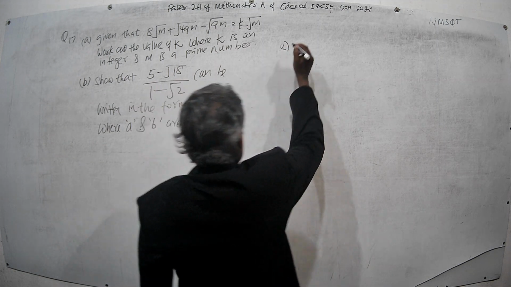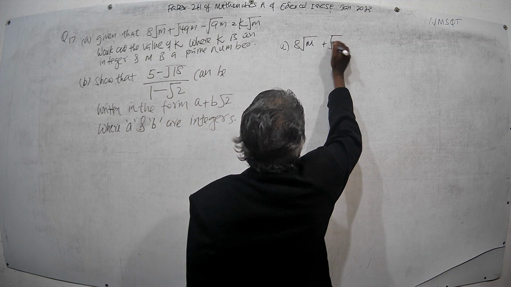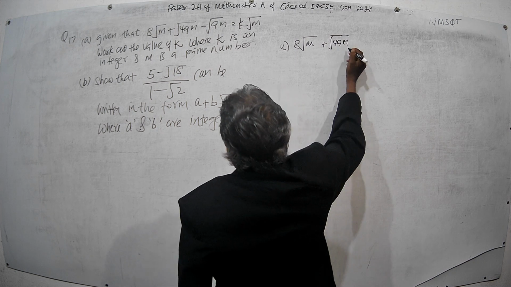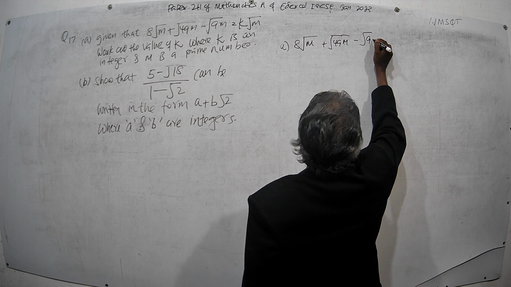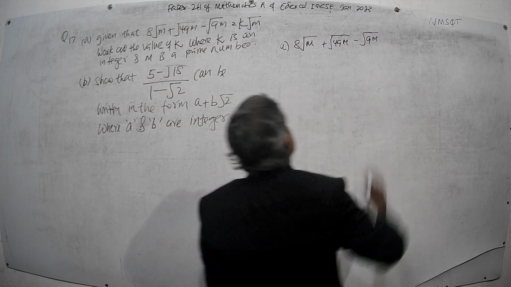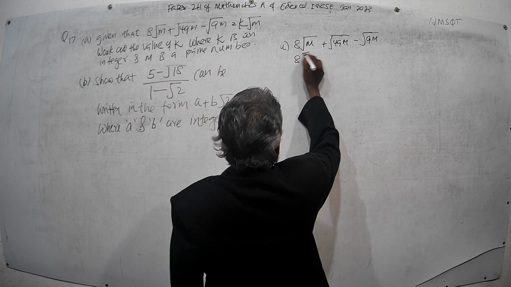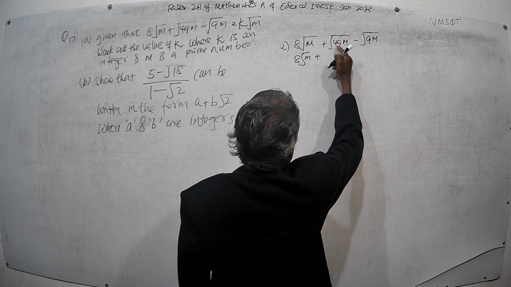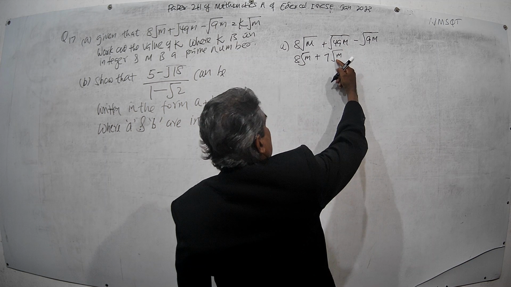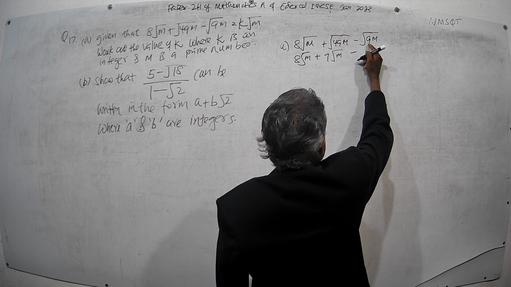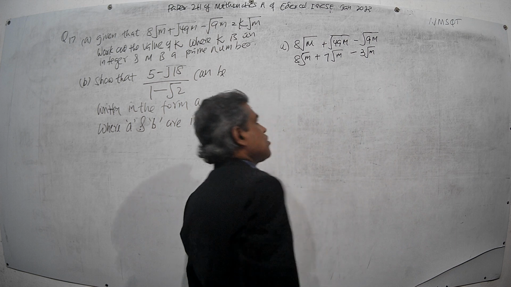Right. First of all I will write the question: 8 root m plus root 49m minus root 9m. Now we can write 8 square root m plus square root of 49, which is 7, times square root m. We don't know the square root of m, so we write square root m. Minus square root 9, which is 3, times square root m.